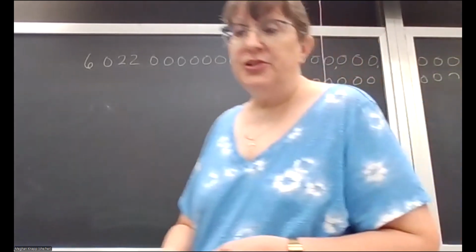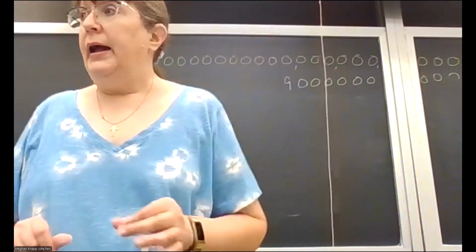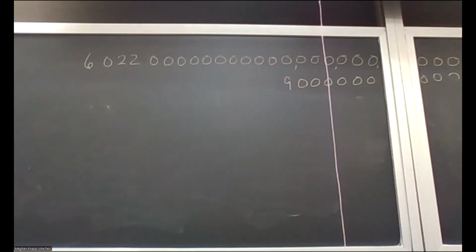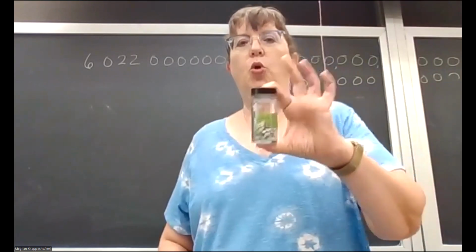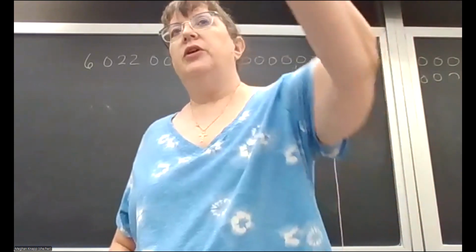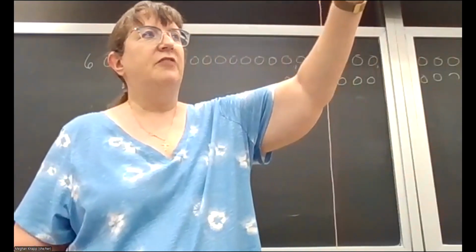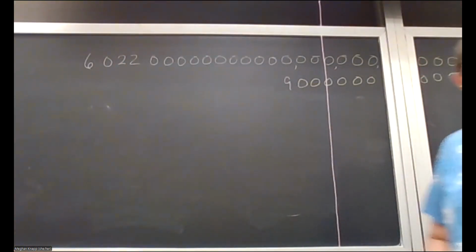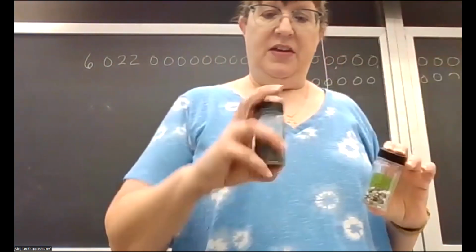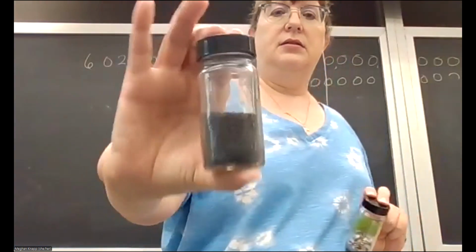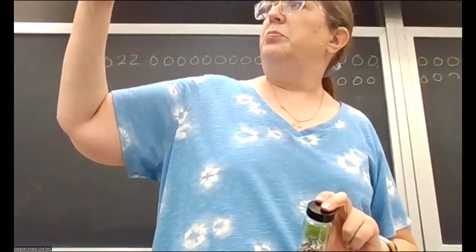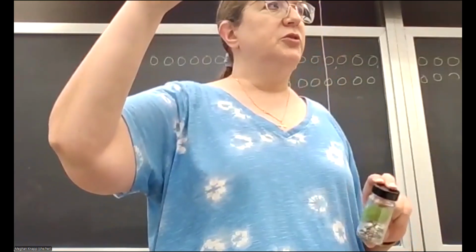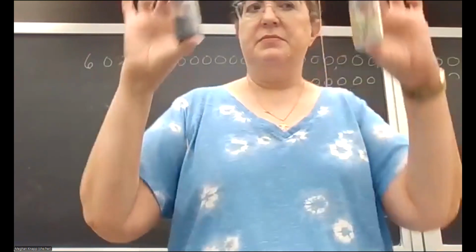So I have some samples that are 1 mole, and some of them are floating around. I'm going to grab these two right here. So this is 1 mole of aluminum. It fills the jar not quite halfway. And then this is lead, and it's maybe right at halfway. So it fills it a little bit more. So same number of atoms.